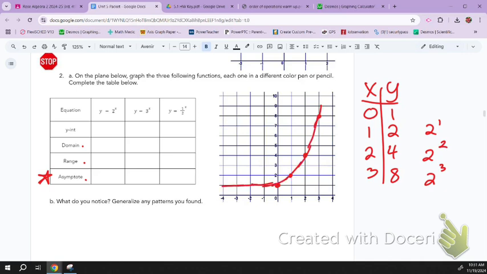This is our first one. We'll fill out the first part of this table. It's got arrows at the end. The y-intercept is 0, 1. The domain? What's the domain for this function? Negative infinity to infinity. What's the range for this one? Greater or equal to 0. The asymptote is going to be y equals 0. It's never going to cross this line. It's never going to cross that line.